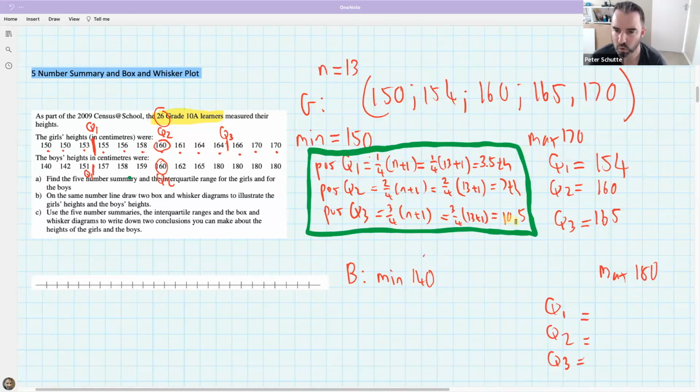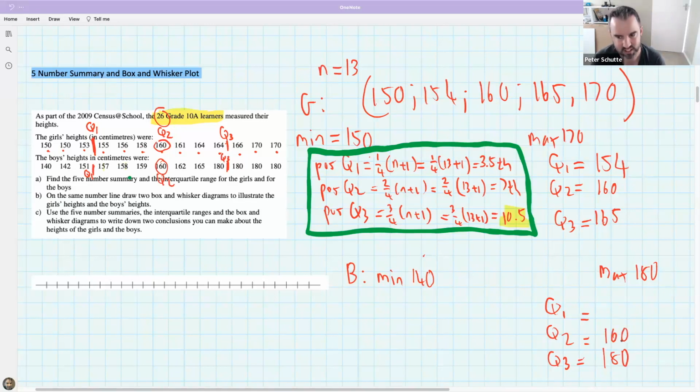Okay. So I think you're talking about the 10.5th position. So if I go to this list, 1, 2, 3, 4, 5, 6, 7, 8, 9, 10, okay, and Q3 falls basically between here and here. But the good news is that both values are the same on both sides. So what is halfway between 180? It's still going to be 180. So that is going to stay 180. So Q3 for boys is 180.